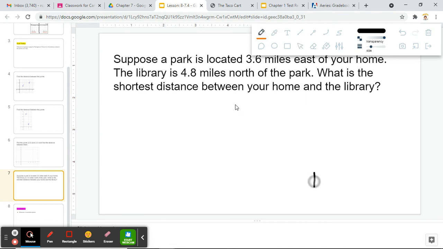All right, well, let's start off by drawing ourselves a little house here. We'll call this our home. It's a terrible drawing, but it's good enough.